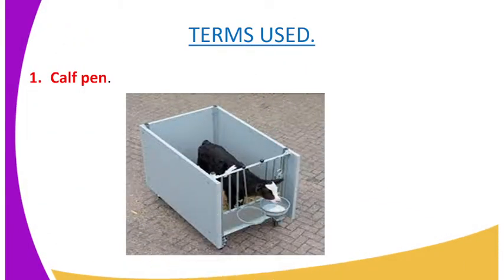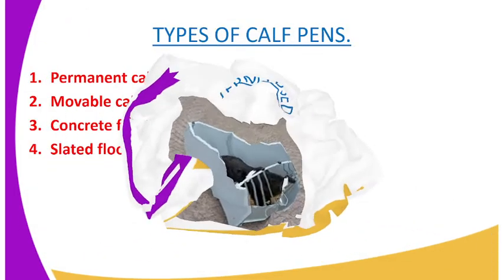On to the terms used. A calf pen. What is a calf pen? This refers to a structure which is used and designed to house a calf. A calf is a young one of a cattle. There are various types of calf pens which are normally used in the farm.